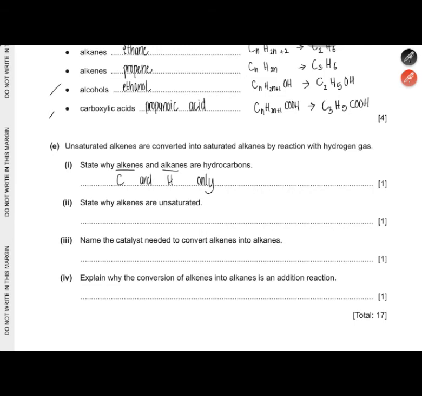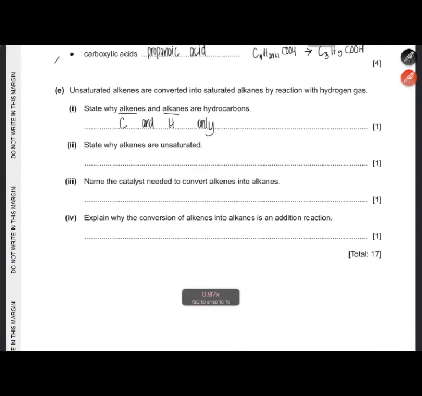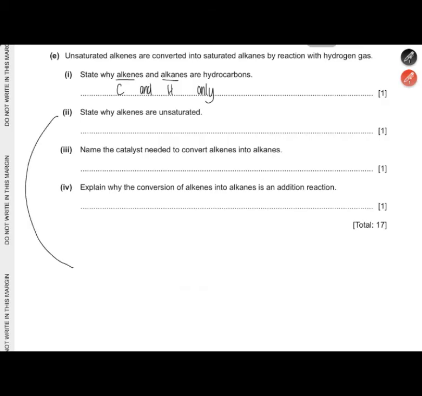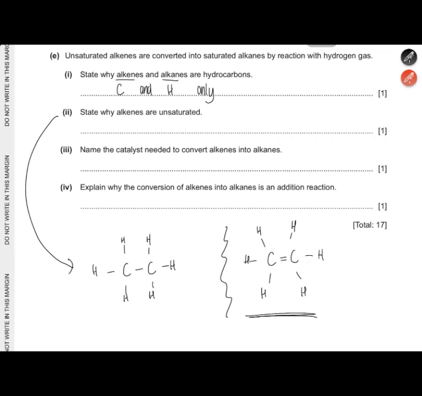Suggest why alkenes are unsaturated. Now, unsaturated, let me try to draw this here. CC, this is ethane. On the other hand, I will draw alkene, which is ethene. Now in alkene, we have a carbon-carbon double bond. That means this is not saturated with hydrogen atoms. Hydrogen atoms are fewer. This is why alkenes are unsaturated, because of their double bond.